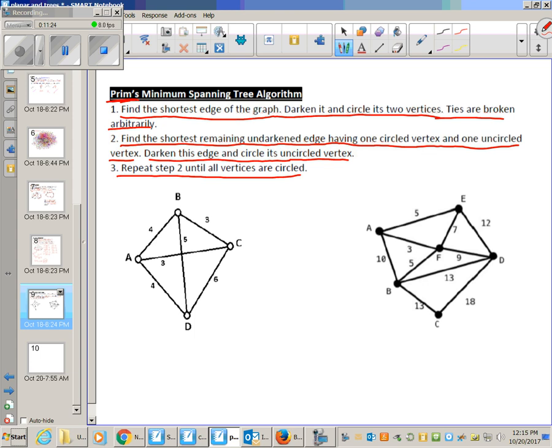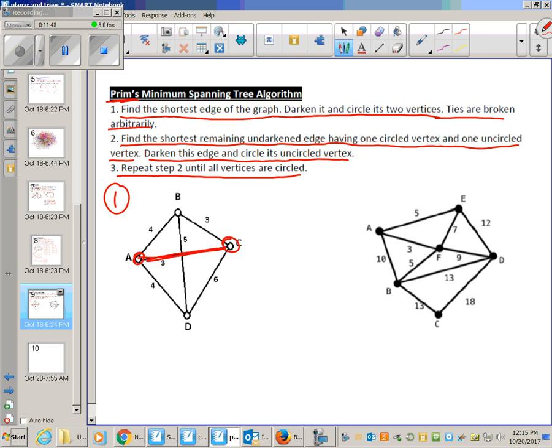Okay, so let's just go through the first example together. The cheapest edge on there is either AC or BC with both weight 3. Doesn't matter, just pick one. Let's do AC. So I'm going to darken its edge. I'm going to circle its vertices. So there's one edge of my subgraph.